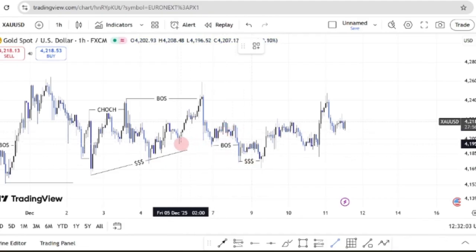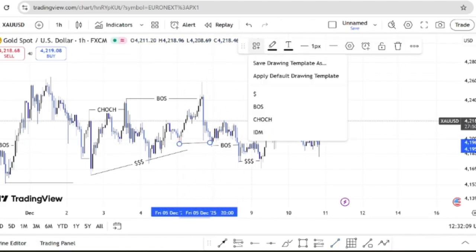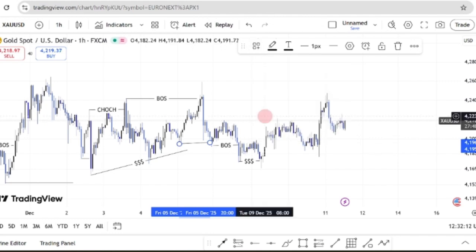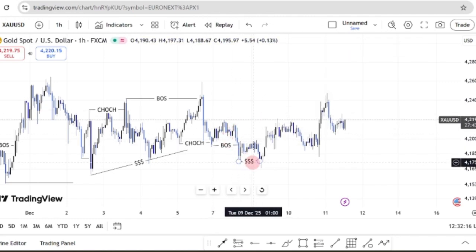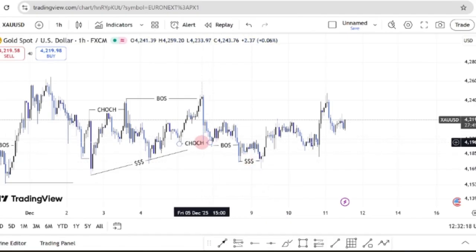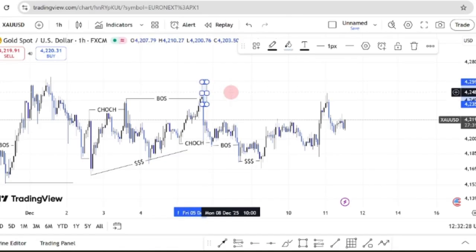Now look at this level here. At this level we have a change of character. This was a change of character, and this was a break of structure, and at this point you have a sweep. Now having this change of character and market has come to take out this liquidity, the market gives us a supply at the top. Look at this supply first. We have this supply sitting here.